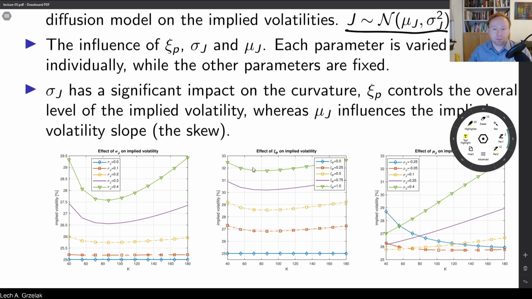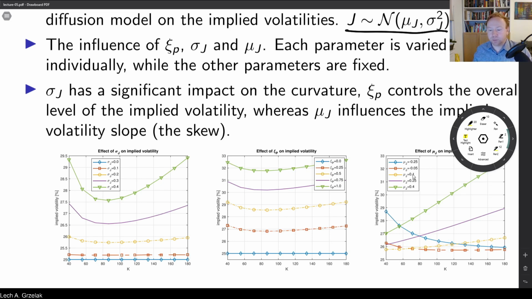If I have one jump of 1, or I have 20 jumps of 1, this means I have 20 times more volatility. So this means that once I have a higher intensity, I have a higher volatility.